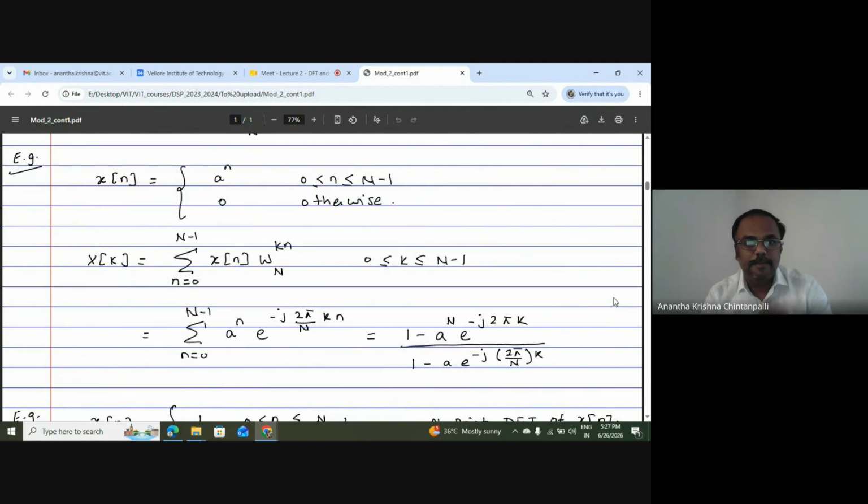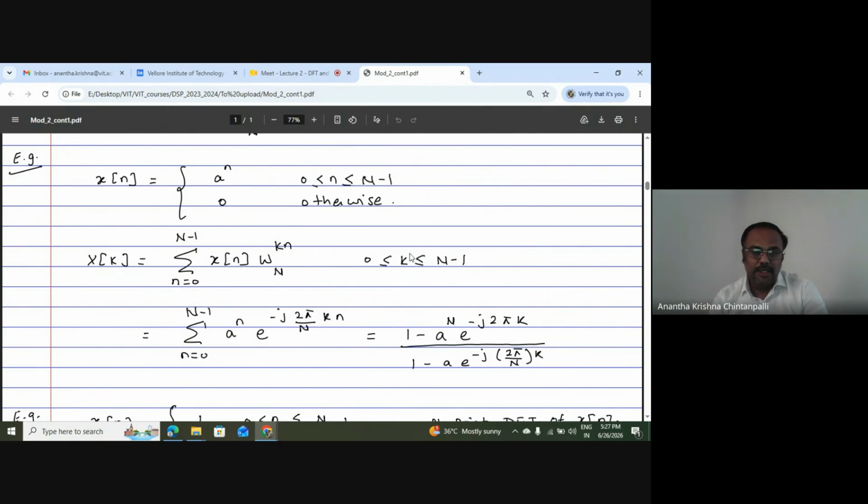Now I'm going to take another sequence. Again, x of n is a to the power of n, n goes from 0 to N minus 1 inclusive, and 0 otherwise. We want to compute an N-point discrete Fourier transform. Again, go back to the regular formula. This is the formula. Now instead of x of n, I'm going to put a to the power of n, times e to the power of minus j 2 pi by capital N k n.